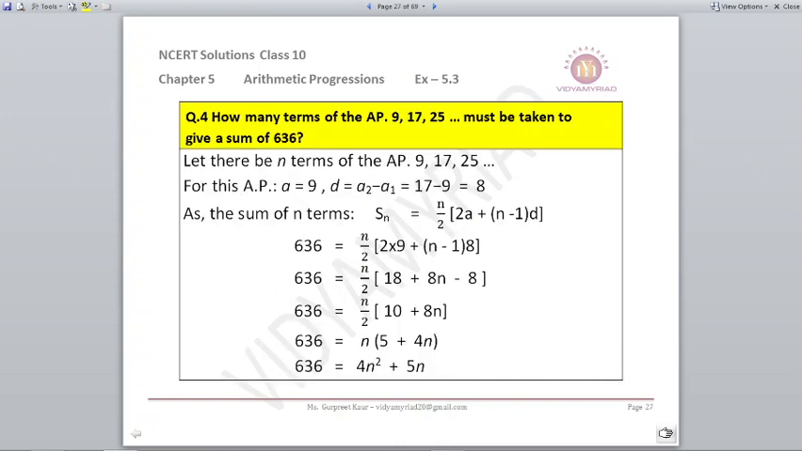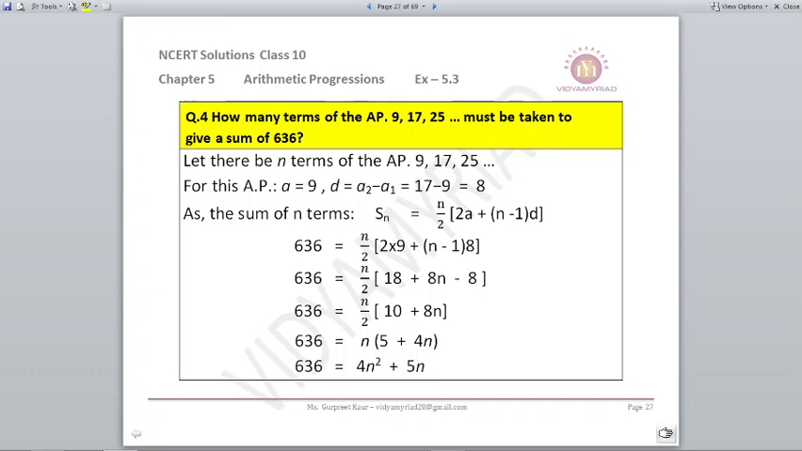Now next, how many terms of the AP 9, 17, 25 must be taken to give a sum of 636? Now the series is given to us. From this we know a is 9 and d is 8 by doing 17 minus 9. We have to find out the sum of n terms, and that is given to us as 636. That means Sn is equal to n upon 2 into 2a plus (n minus 1)d. What is Sn? 636. It's given in the question. We have to find out n as we don't know.